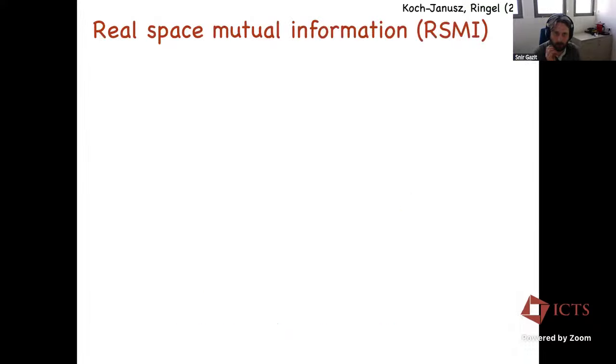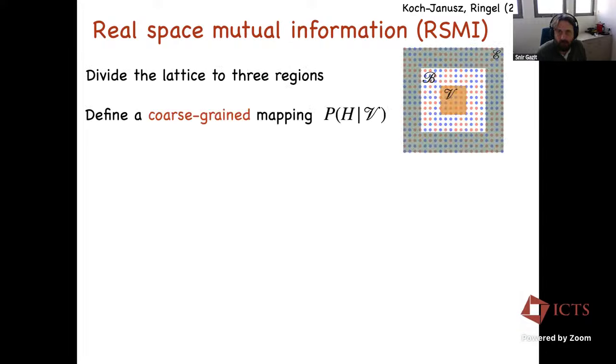And so a really interesting method, which I like to advocate for here, is known as the real-space mutual information approach. Let me try to briefly explain what is the logic behind this approach. One takes this lattice and divides it into three regions, here denoted by V, B, and E.